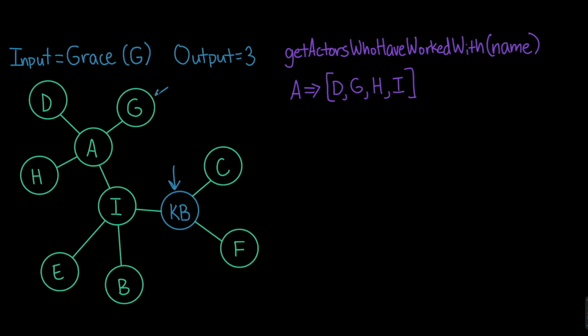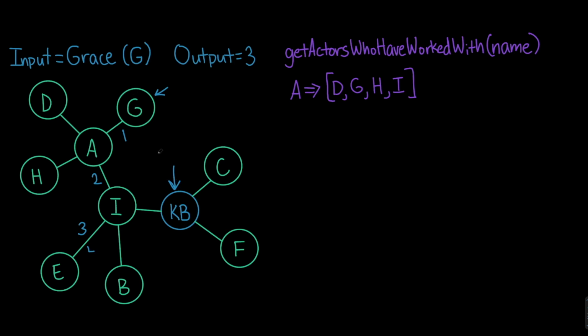So if you were given the G node as your input, which is Grace, you need to figure out what is the minimum number of degrees of separation between the G node and the KB node. So you could go from G to A, which is 1, from A to I, which is 2, from I to E, which is 3, and then go back to I, so you could count that as 4 if you want, and then go from I to B, which is 5, and then B back to I, which is 6, and then I to KB, which is 7. So it is possible to get 7 degrees of separation between the G node and the KB node.